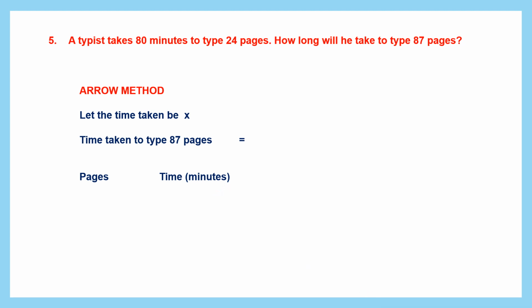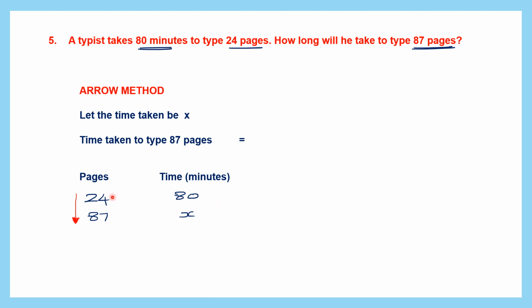How many pages? 24 pages in 80 minutes. So let's write that 24 pages in 80 minutes. Now here they're asking for 87 pages. So 87 pages. And we don't know the time, that is what we're going to find out. So here, look at the pages, it's increased from 24 to 87. So we draw an arrow like this. Let's draw that. So we have our arrow here showing that the number of pages has increased from 24 to 87. Let's go to the time column.